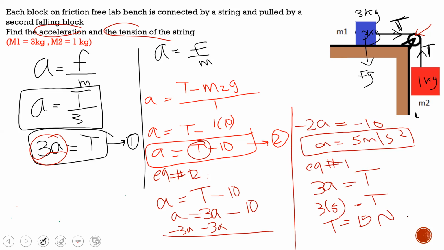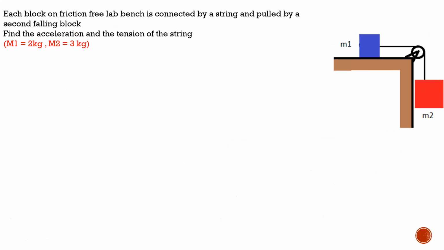Yes, thank you. Now, here also we have the same question but with different masses. M1 is 2 kilograms and M2 is 3 kilograms. I will repeat the same steps but with different numbers. Here we have tension, here we have tension, and here we have M2g. We need to find the acceleration and the tension.